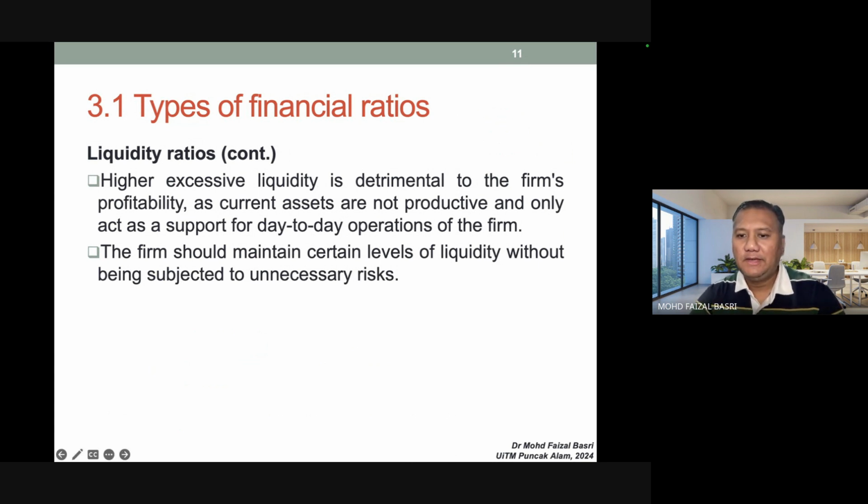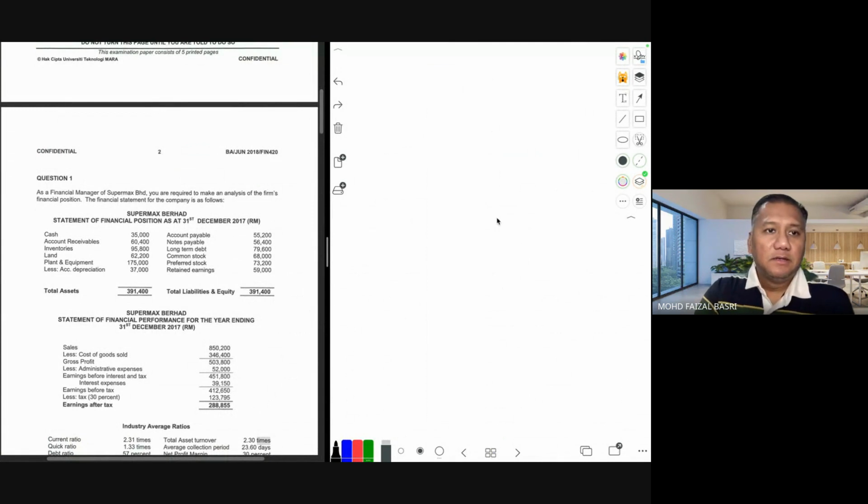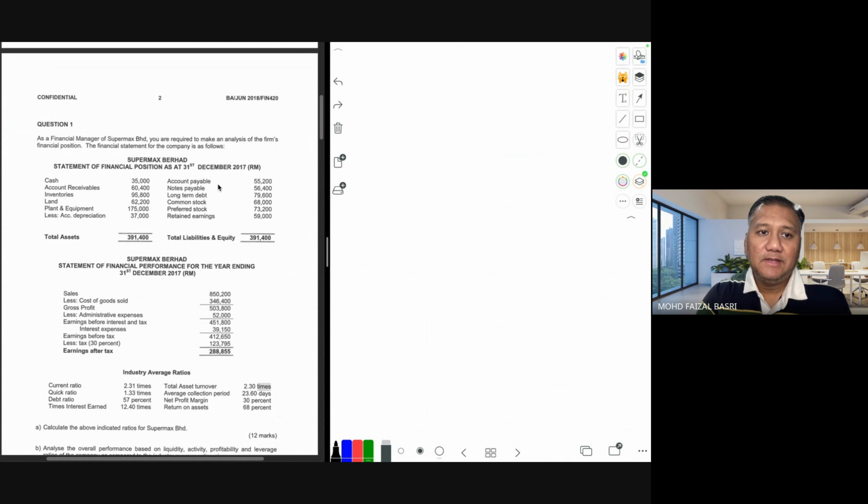So let's look at the question tadi. Okay, so I repeat, this is for June 2018. Right. Bila you nampak je soalan macam ni, dia ada bagi two source of information. The balance sheet and also the income statement. So cuma balance sheet ni they use the terms statement of financial position, right? And for income statement they use statement of financial performance, right?